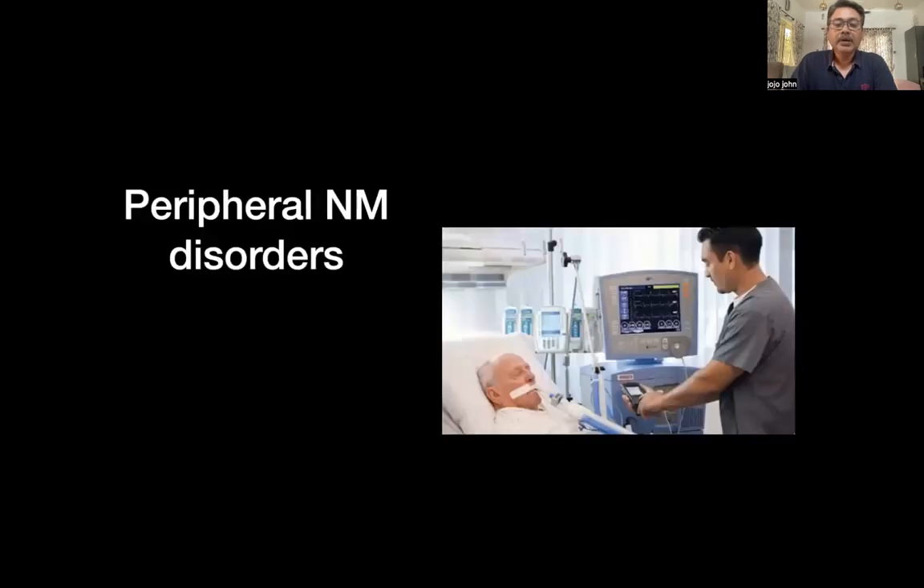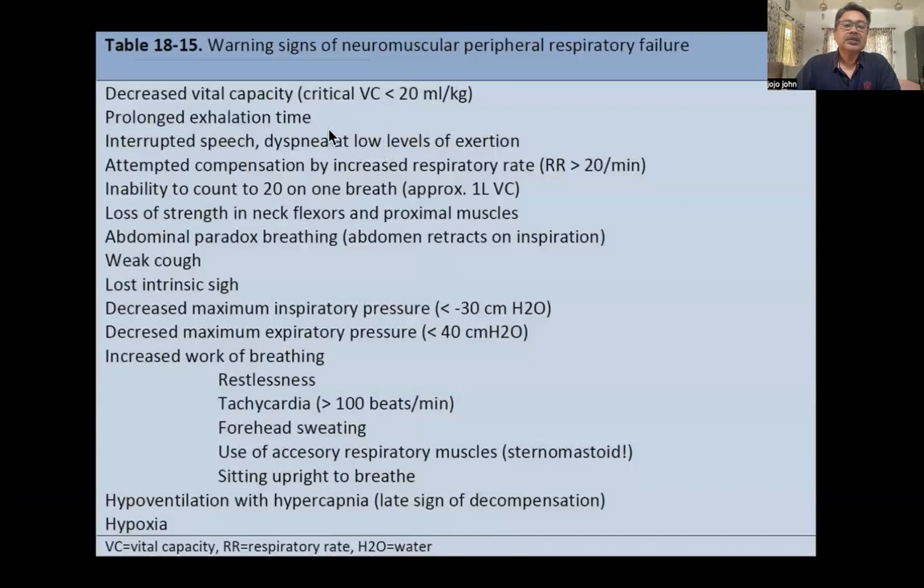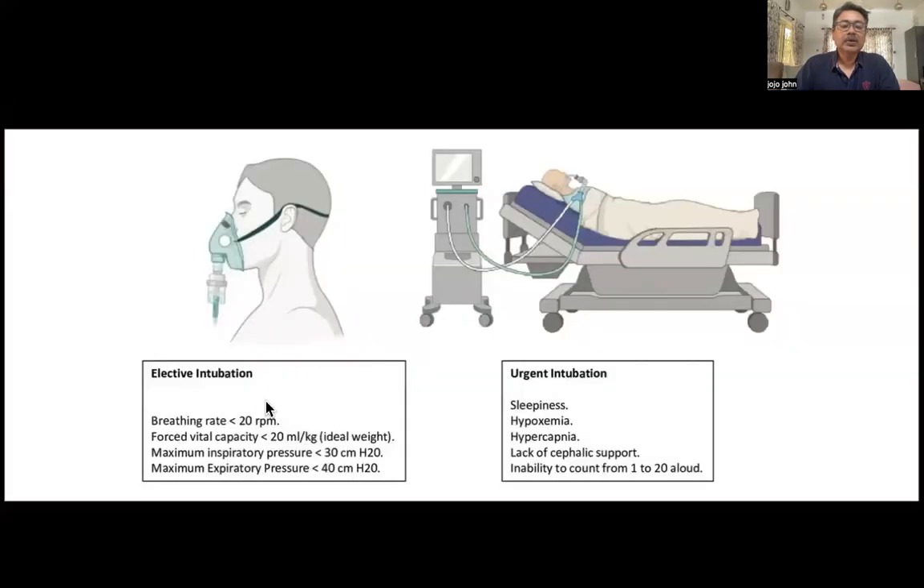Coming to the last section of this talk, neuromuscular disorders and neuromuscular junction disorders, peripheral nerve and neuromuscular junction disorders, mainly myasthenia gravis and Guillain-Barré syndrome. So in addition to your subjective levels of neuromuscular or respiratory failure, you have objective measures like a vital capacity less than 20 ml per kg, the maximum inspiratory pressure less than -30, and maximum expiratory pressure less than 40. These are things that you need to watch out for. And if these go down, these are some indications to electively intubate.